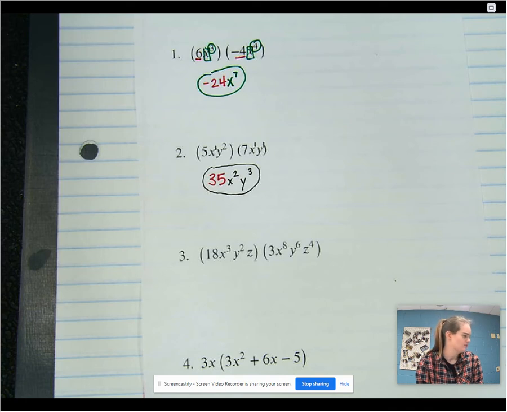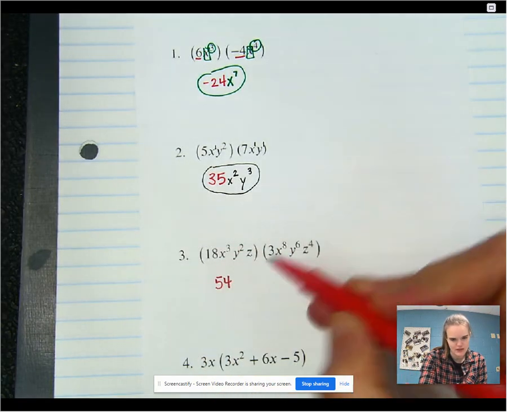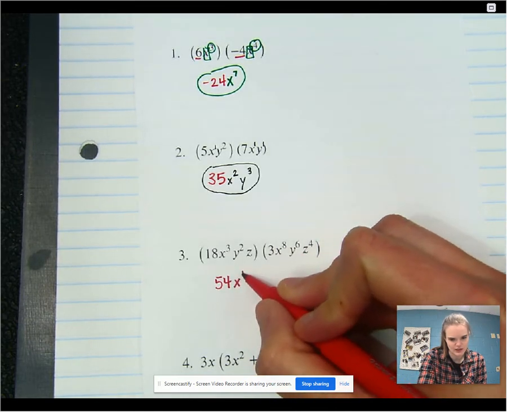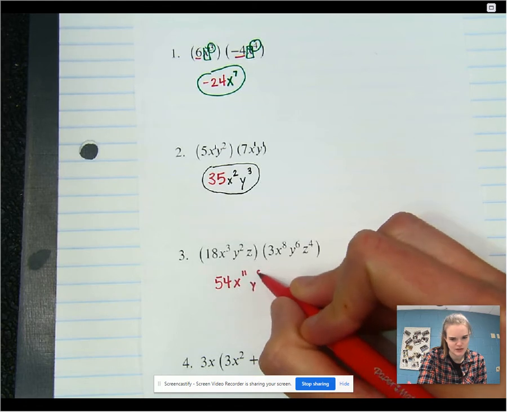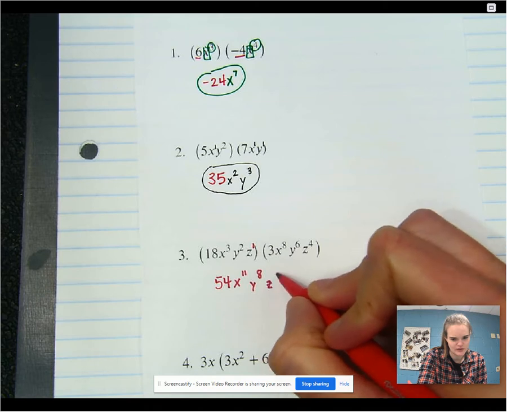Okay. Number 3, 18 times 3 is 54. Okay, then x's. X to the third, x to the 8th becomes x to the 11th. Y to the second, y to the 6th is y to the 8th. And z. Z to the first, z to the 4th is z to the 5th. Okay.